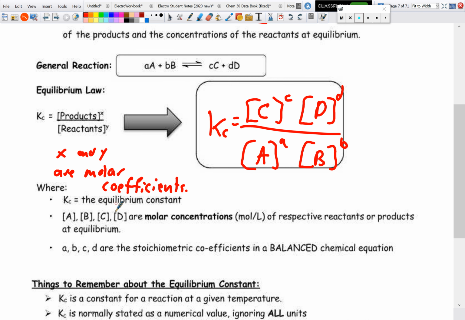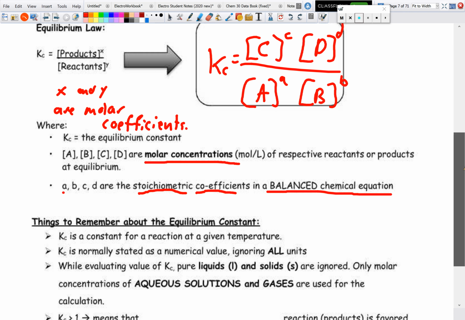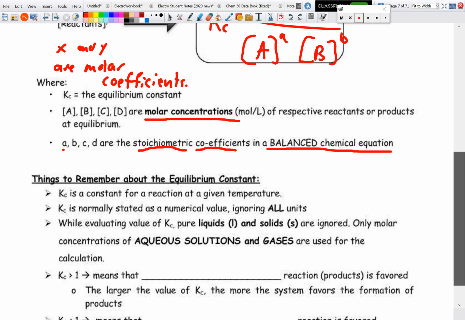We have Kc, the equilibrium constant. All the capital letters are the molar concentrations, so moles per liter, of the respective reactants and products, and the lowercase letters, A, B, C, and D, are the stoichiometric coefficients in the balanced chemical equation. So it's very important that you start off with a balanced chemical equation first, and then rearrange it and put it into the formula, which we're going to get into with a bunch of different examples.